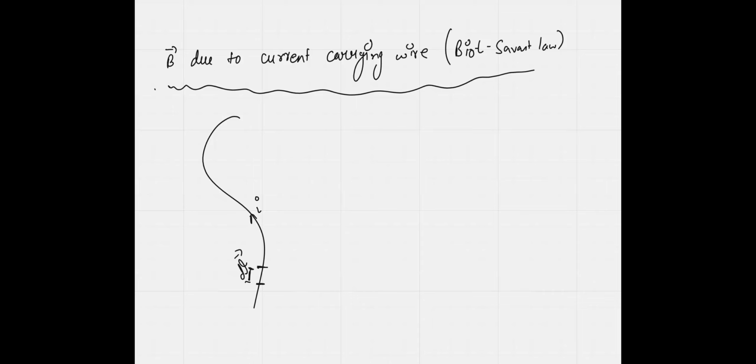Now, from this particular angle, I am going to some distance from here. I am going to talk about this distance. You can call this as r vector. And this is the point. What I am going to do is calculate the magnetic field at this particular point.